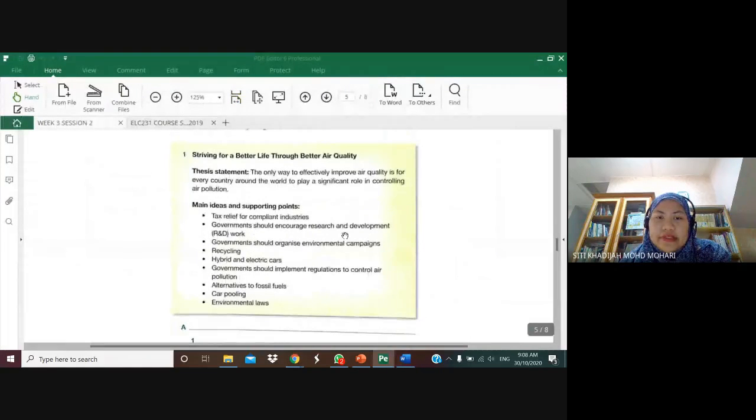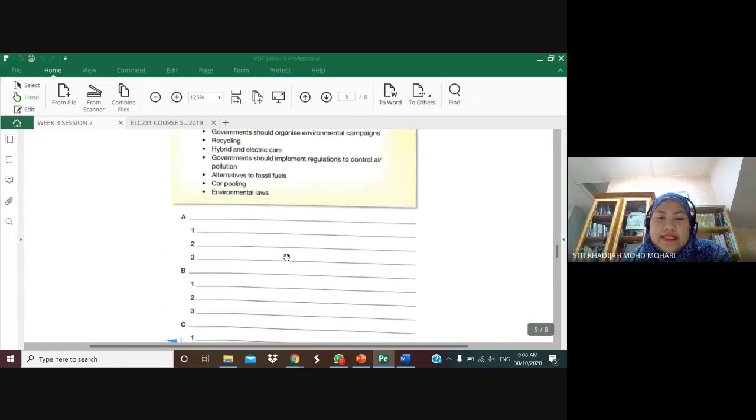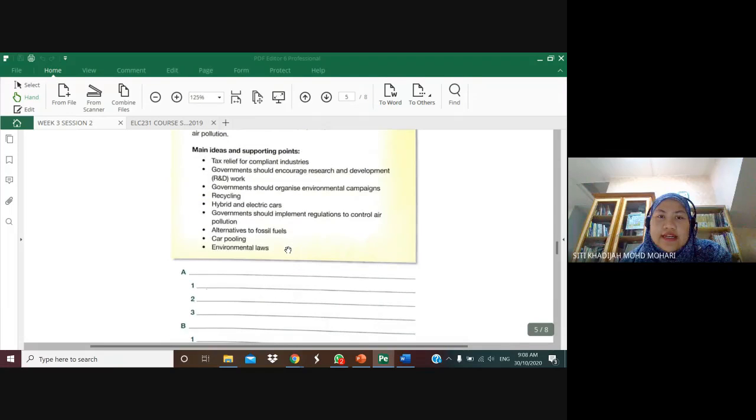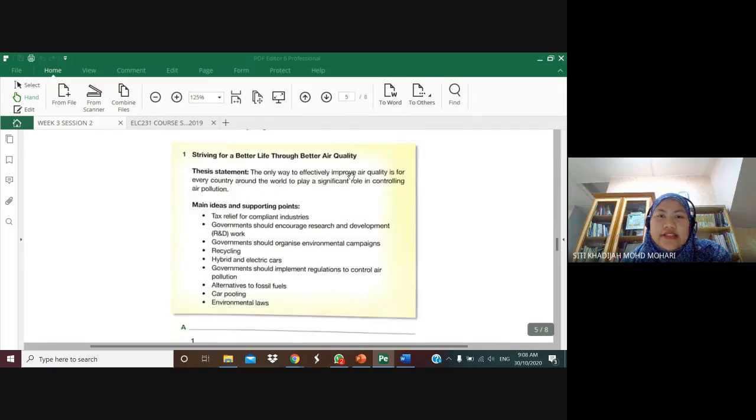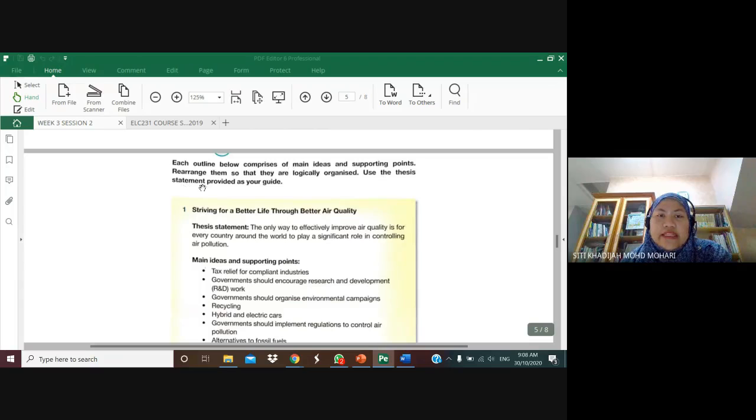Okay, I have given you this. This is the first exercise that I gave you yesterday. So basically, you have to complete the outline, rearrange them so that they are logically organized. Use the thesis. They have given you the thesis statement. The only way to effectively improve air quality is for every country around the world to play a significant role in controlling air pollution. So this is one example of a thesis statement.